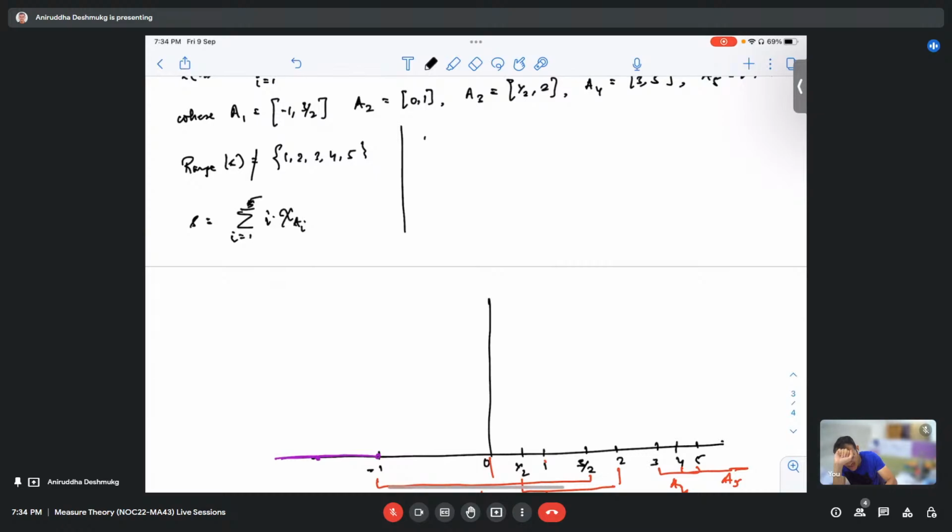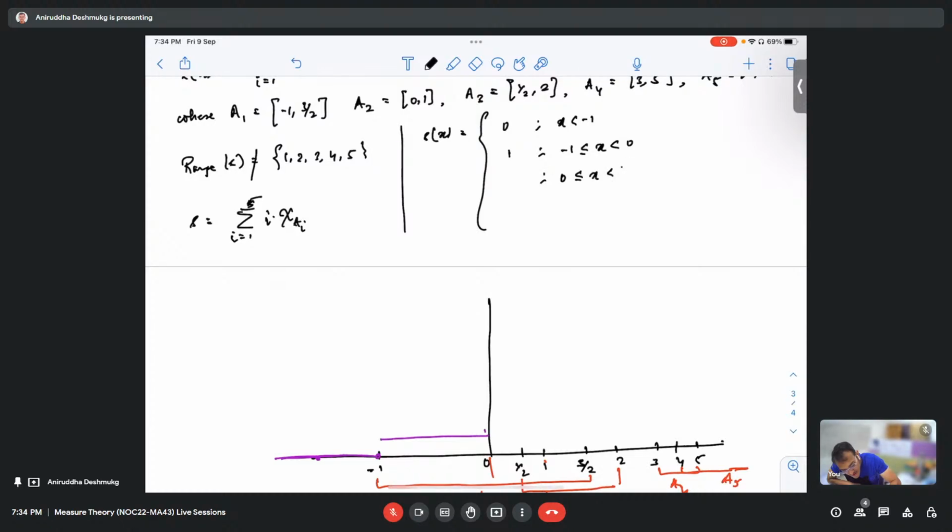So maybe I'll start writing. S of x is 0 when x is less than minus 1. What is the value when x is between minus 1 and 0? I think it will be 1. It is 1, right? Because it is inside A1, but it is not inside any other set. So from here to here, it is 1. Okay. What happens between 0 to half?